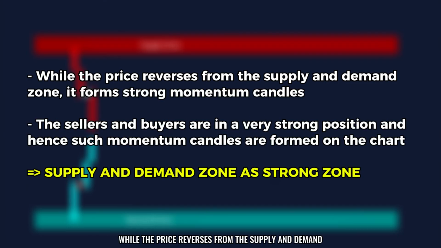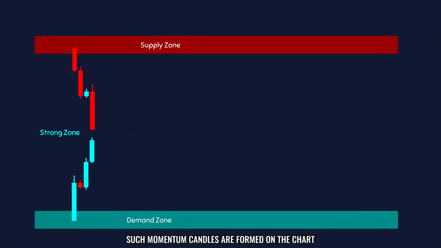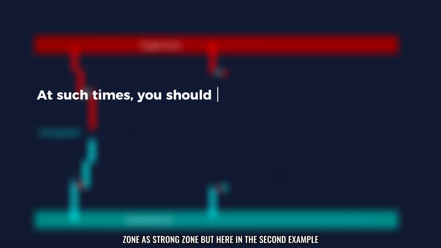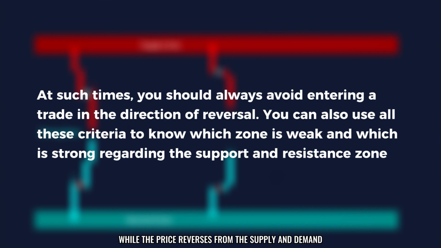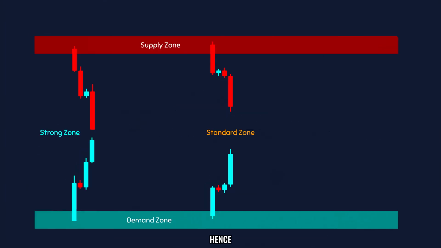Here, while the price reverses from the supply and demand zone, it forms strong momentum candles. This means that in both these zones, the sellers and buyers are in a very strong position, and hence such momentum candles are formed on the chart. That is why we consider such supply and demand zones as strong zones. But here in the second example, while the price reverses from the supply and demand zone, a normal sized candle is formed. It moves forward at a slightly slower speed. Hence, we will see it as a standard supply and demand zone.